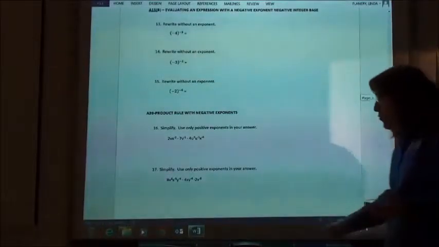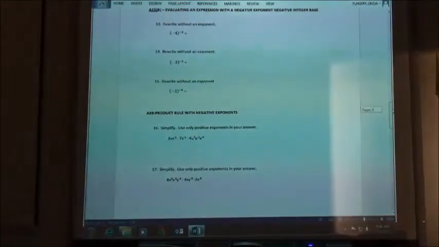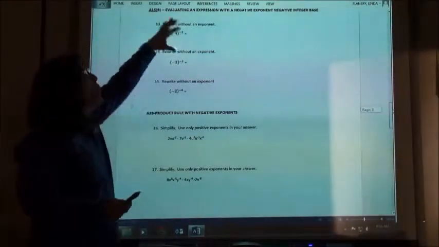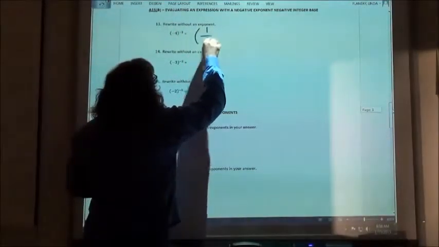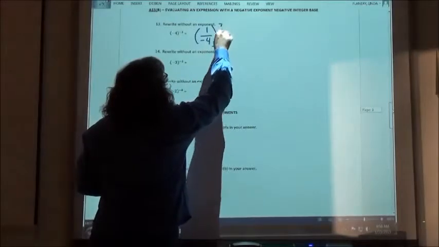13, 14, 15, really doing the same thing. It's just that we have a whole number, and we have to remember that the reciprocal of our whole number, we're just going to put 1 over that base number. So I'm going to write it as 1 over negative 4 to the 3rd power.